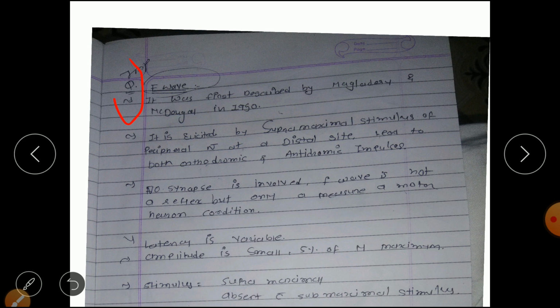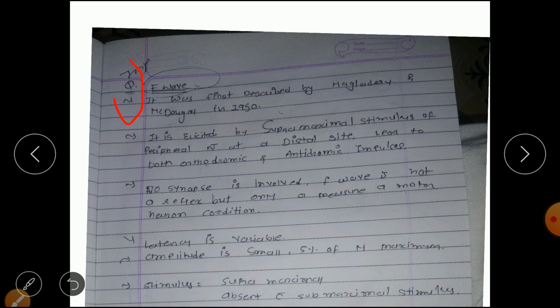Orthodromic is used in SNC, that is sensory nerve conduction velocity. Orthodromic means you put the stimulating electrode distally and the recording electrode proximally. In antidromic, we put the stimulating electrode proximally and the recording electrode at a distal point of the nerve. So these impulses are known as orthodromic and antidromic.